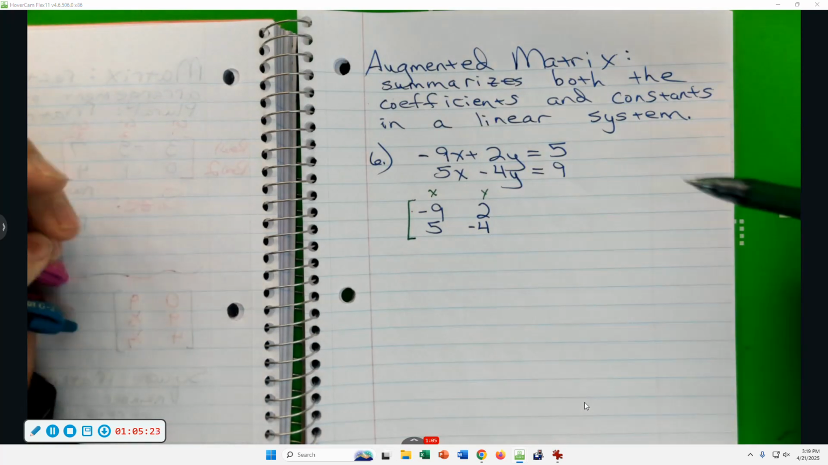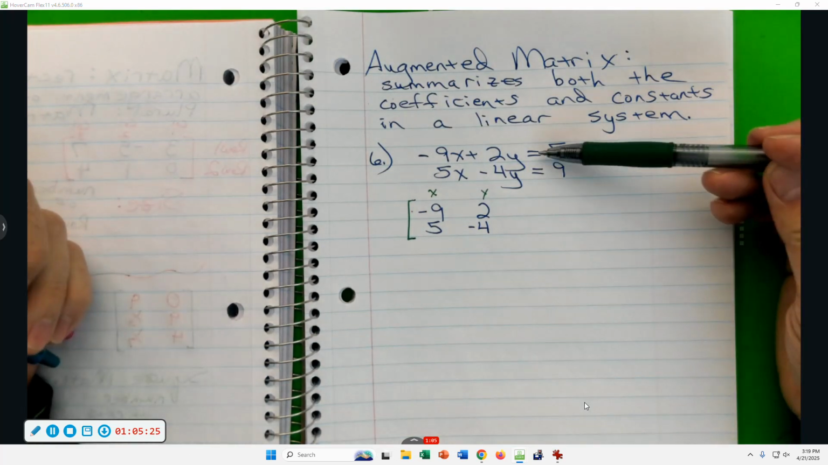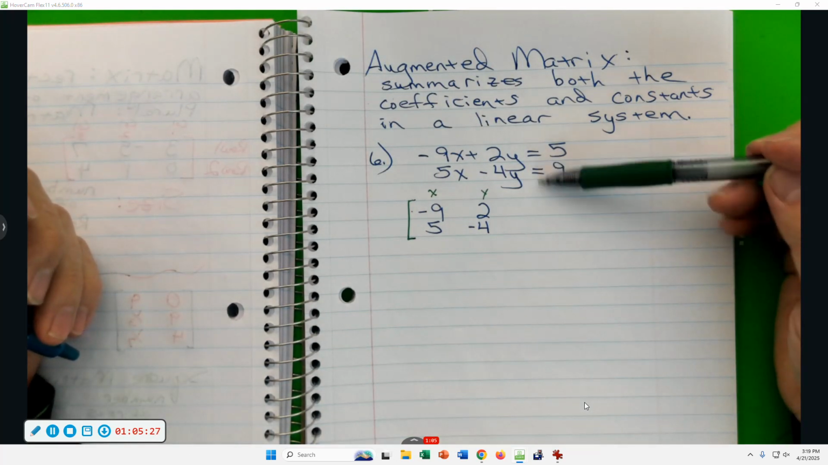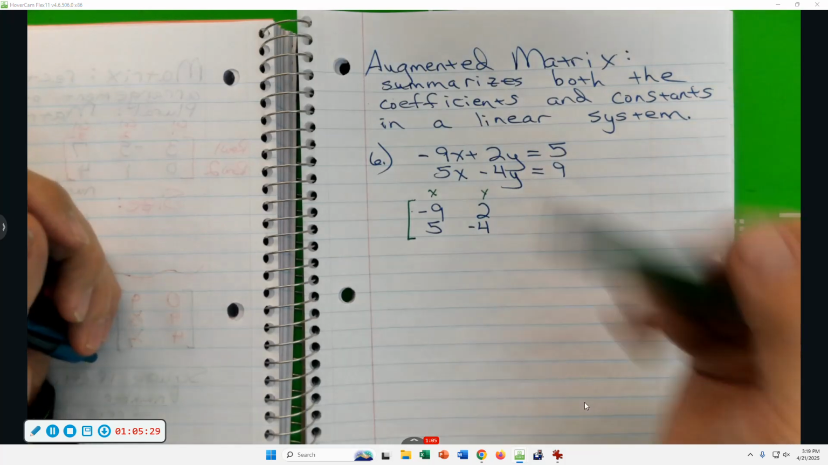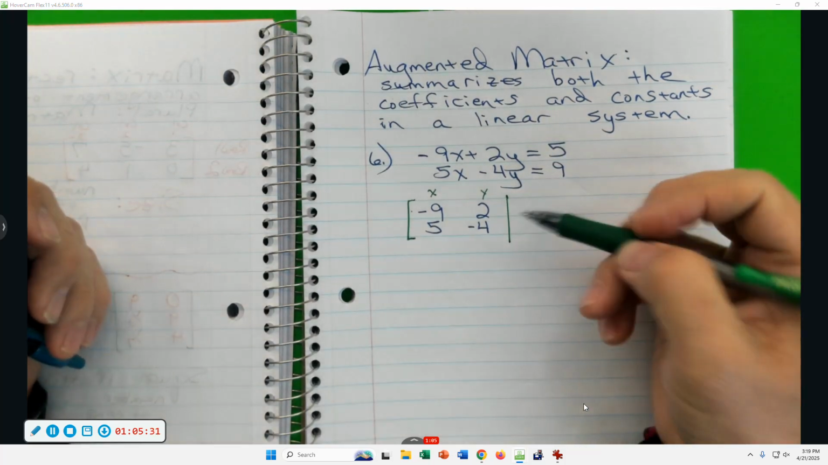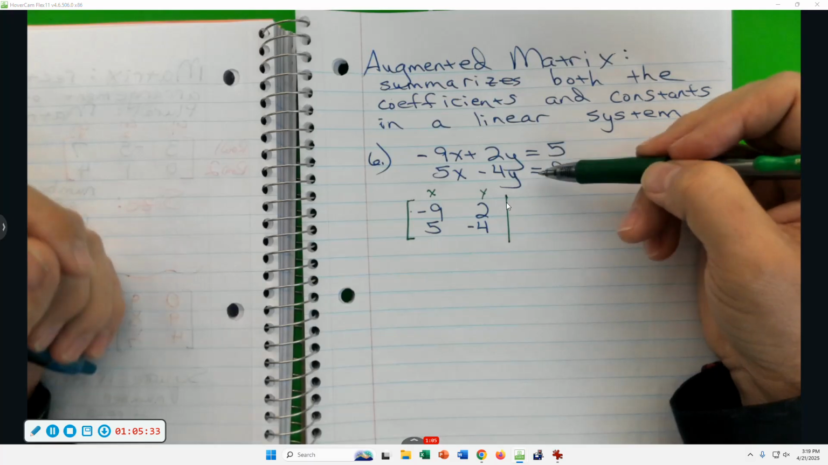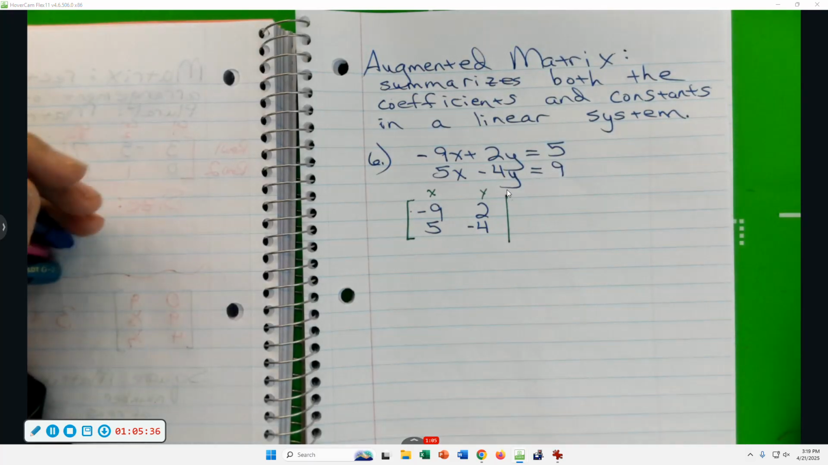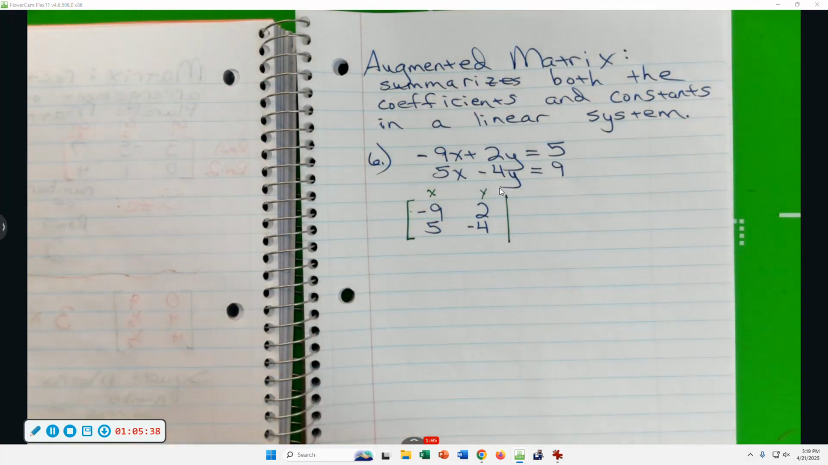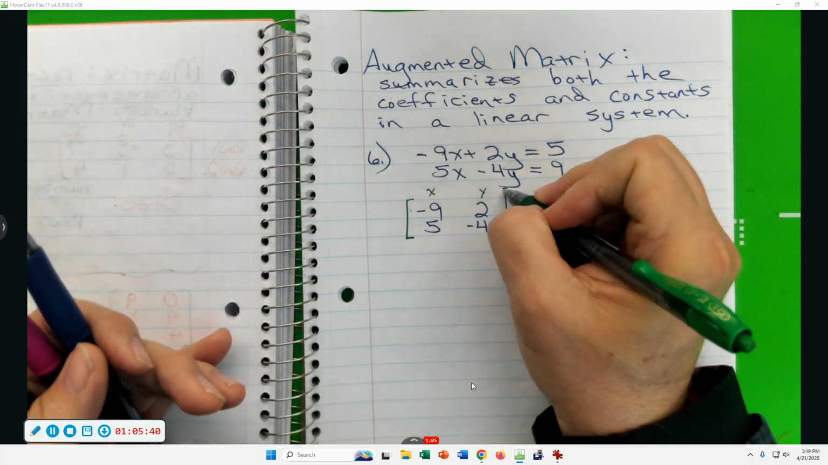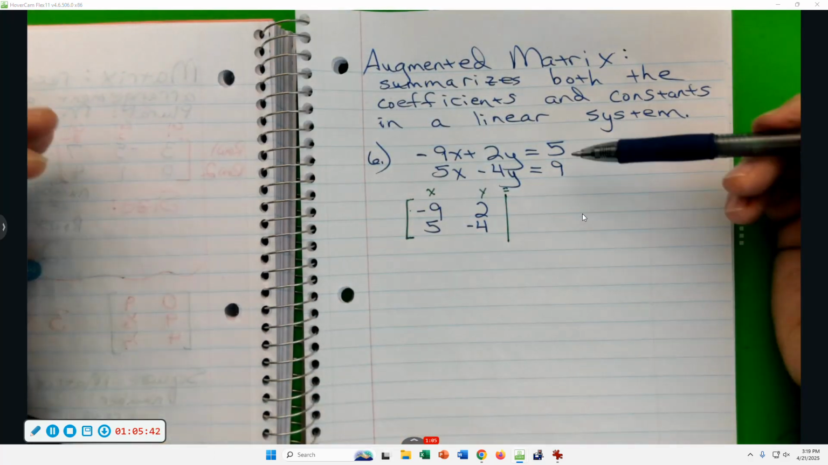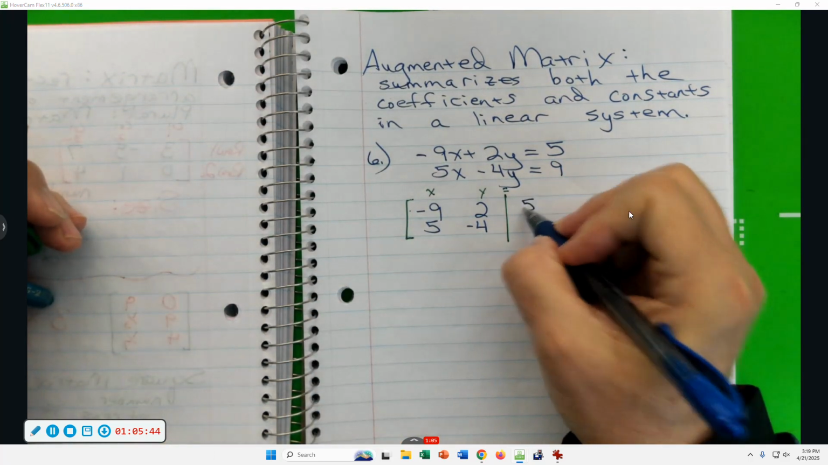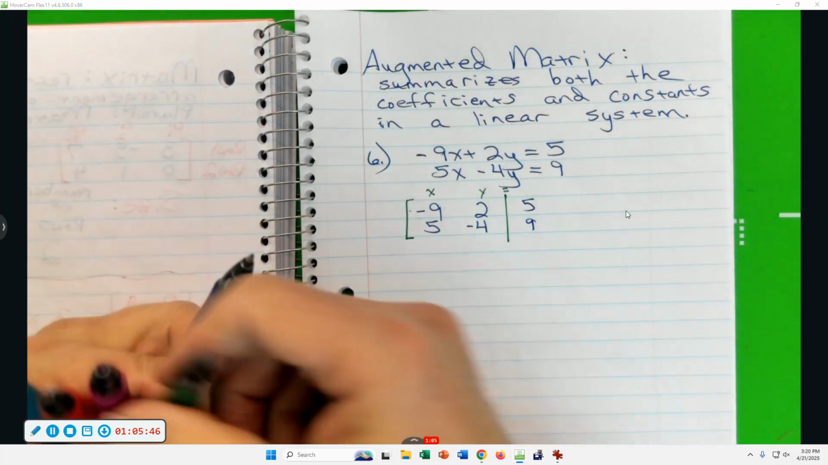When making an augmented matrix, to indicate that you're moving to the other side of the equal sign, you draw a vertical bar. This vertical bar is taking the place of the equal sign. Equals right up here. Okay, there, equals. And then my column of constants, 5 and 9.